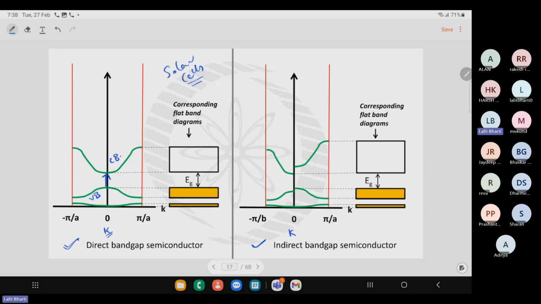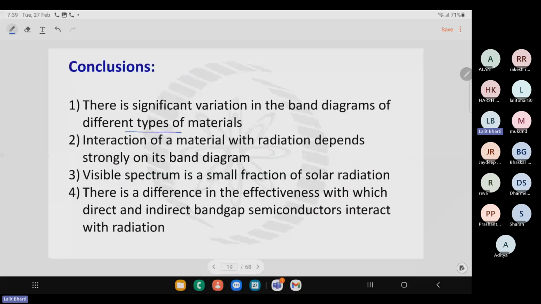So in the first part, we understood the Venn diagram of different types of materials, then the interaction of radiation, how your absorption depends on Eg and the energy of incident waves, and then the effectiveness of direct and indirect band gaps. Then let us go to the PN junction. We already have 40 minutes, so I will just quickly go to our PN junction.